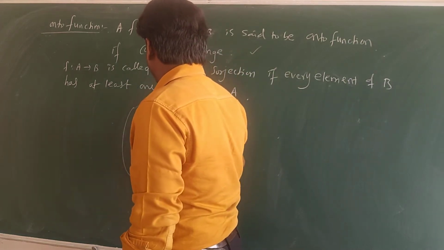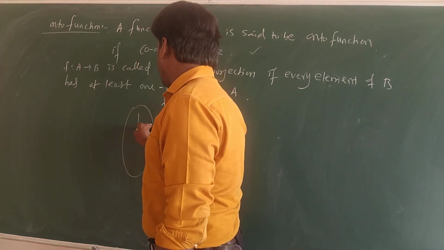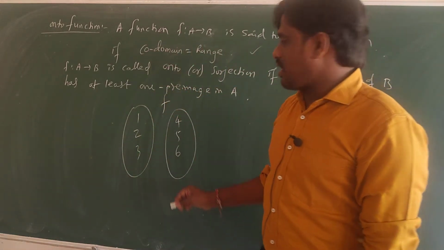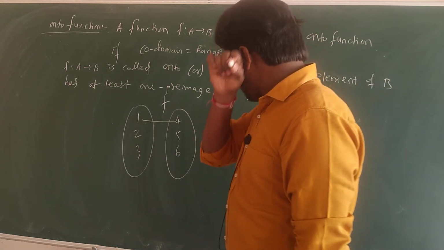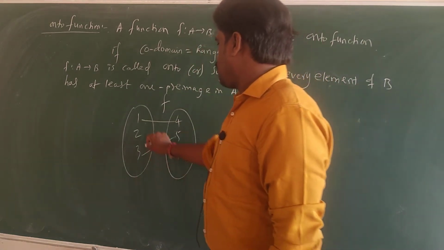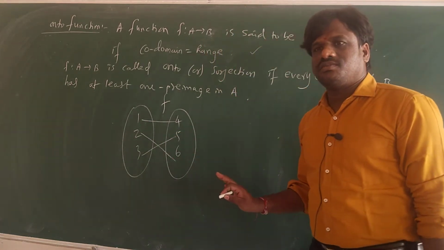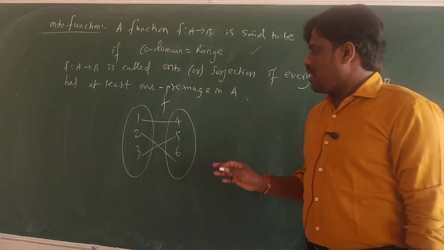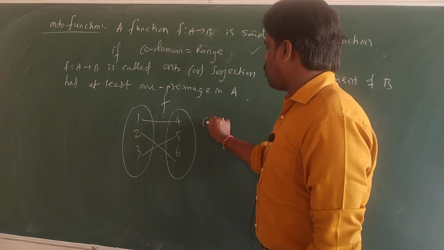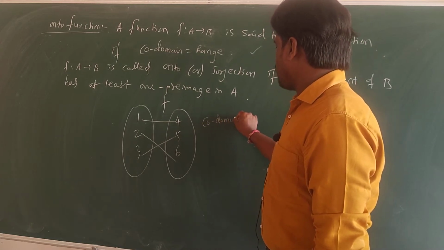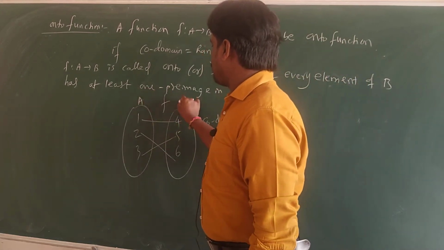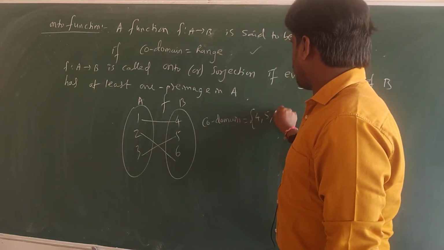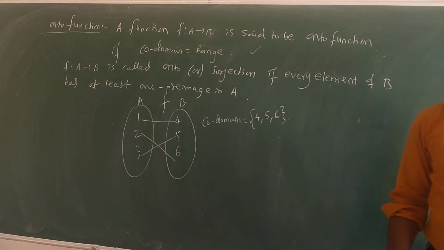What is the meaning of this? Suppose you have a function, and 1, 2, 3, 4, 5, 6. Now I said 1 is mapped to 4, 3 is mapped to 5, 2 is mapped to 6. Is this a function? Yes, it is a function. And can you tell me what is the codomain of this function? Suppose this is A and this is B. Codomain is B, so you have 4, 5, 6.